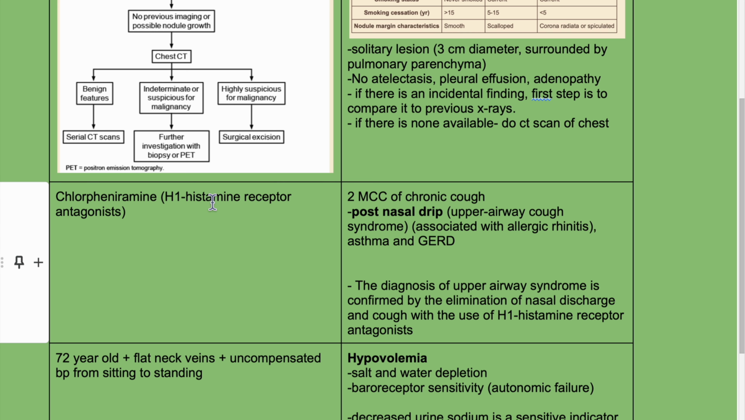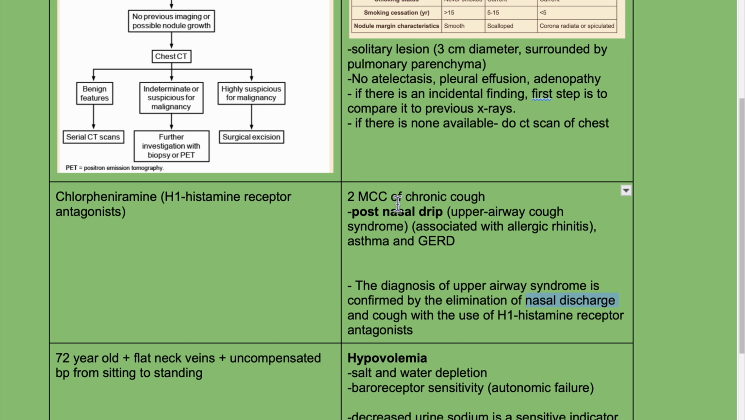Chlorpheniramine. It is an H1 histamine receptor antagonist. Two most common causes of chronic cough. One is postnasal drip, upper airway cough syndrome associated with allergic rhinitis, and the other is asthma and GERD. Okay. The diagnosis of upper airway cough syndrome is confirmed by the elimination of nasal discharge.